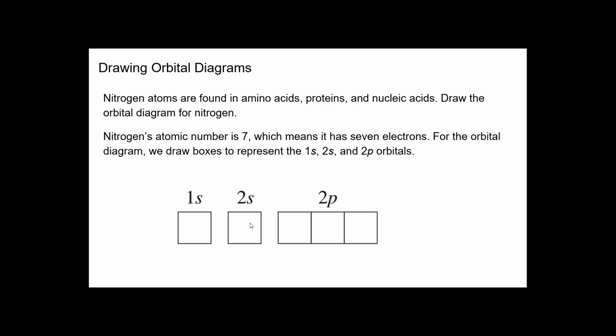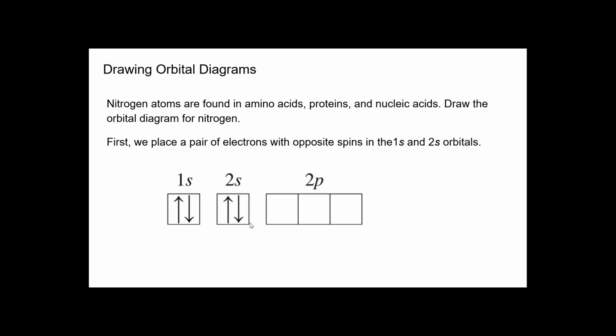I'm breaking it down. Okay, so nitrogen atoms are found in amino acids, proteins, and nucleic acid. Draw the orbital diagram for nitrogen. Nitrogen's atomic number is 7, which means it has 7 electrons. So we are given orbitals of 1s, 2s, and 2p. So how do we fill this in?